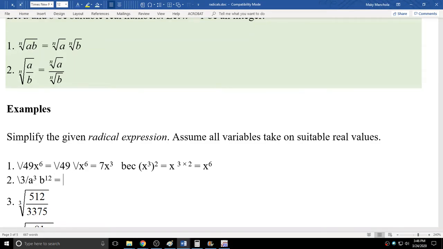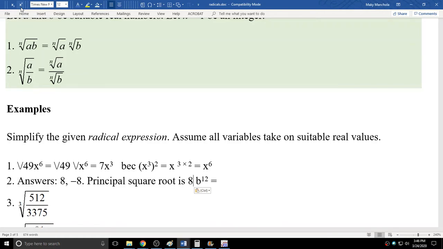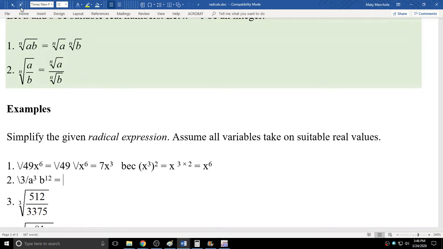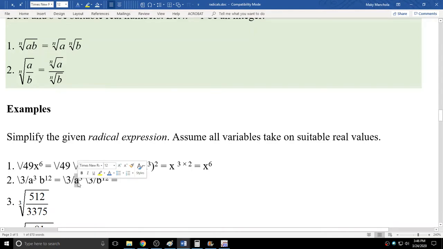I want the cubic root of a to the 3rd, b to the 12th. So I split that up into the cubic root of a to the 3rd multiplied by the cubic root of b to the 12th. Now individually, I want the cubic root of a cubed. What do you raise to the 3rd power to get a cubed? That happens to be a. So the cubic root of a cubed is simply a.